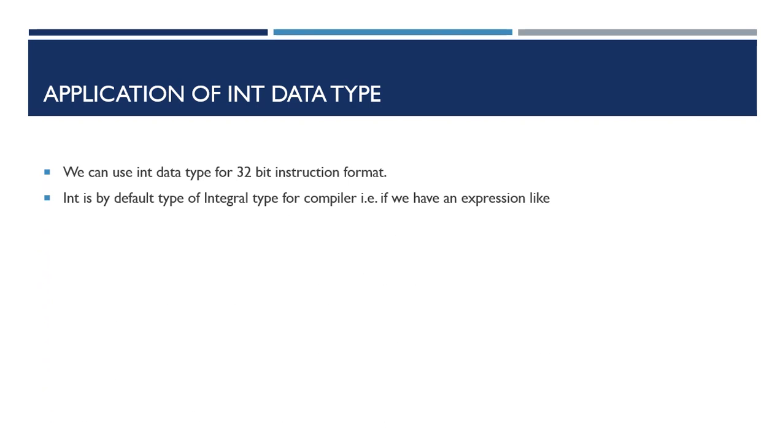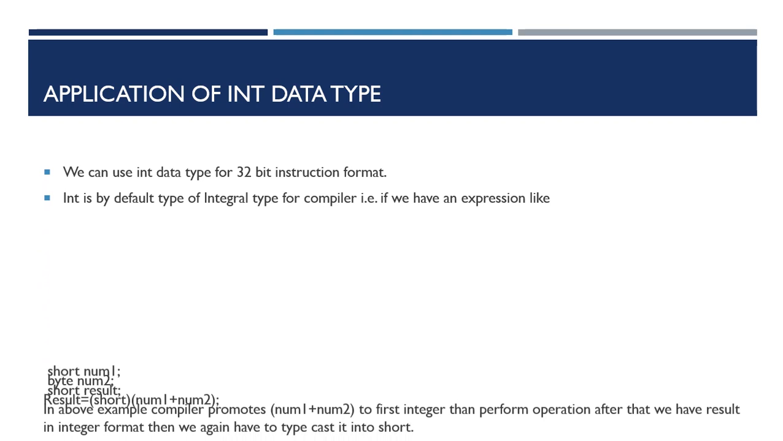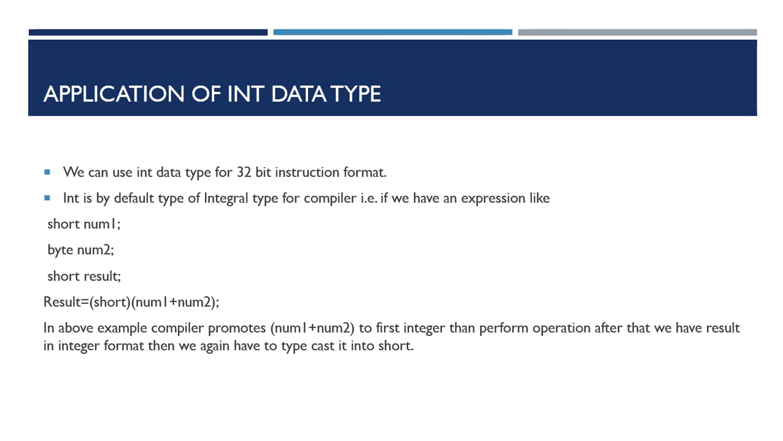Another use, friends: our compiler also uses integer as its default data type. Suppose I have an expression like num1 plus num2, where num1 is of short data type and num2 belongs to byte data type. Now if I want to add them, my compiler first promotes both these numbers to integer and then adds them. Now you can see that my compiler also prefers the integer data type internally. So this is another application of the integer data type.